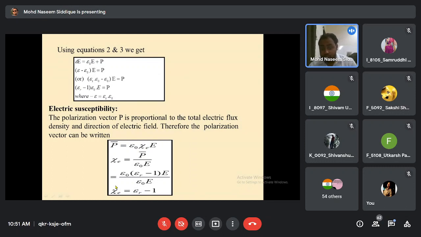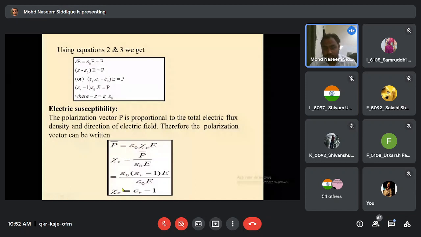Depending on the nature of the dielectric material, it may be paraelectric or ferroelectric, and that has to be discussed later. But here chi may be positive or negative depending on the value of the dielectric constant. If the value of the dielectric constant is less than 1, then you get a negative value of the dielectric susceptibility. Otherwise, if we take the dielectric constant more than 1, then we get a positive value of the electric susceptibility.